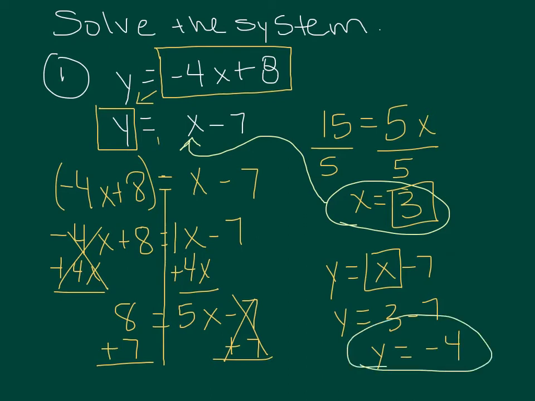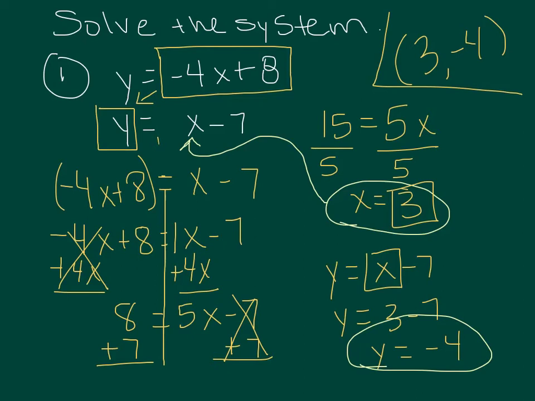I still need to write it as a point. My answer is a point. So remember, x goes first, so my answer is 3 comma negative 4. That is your answer. Okay, so yes, it's a lot of work, but it's not impossible.